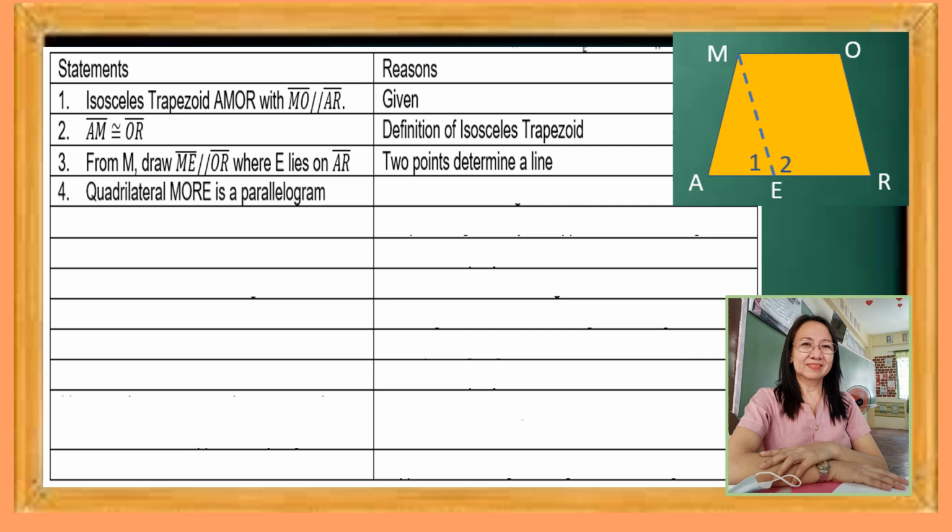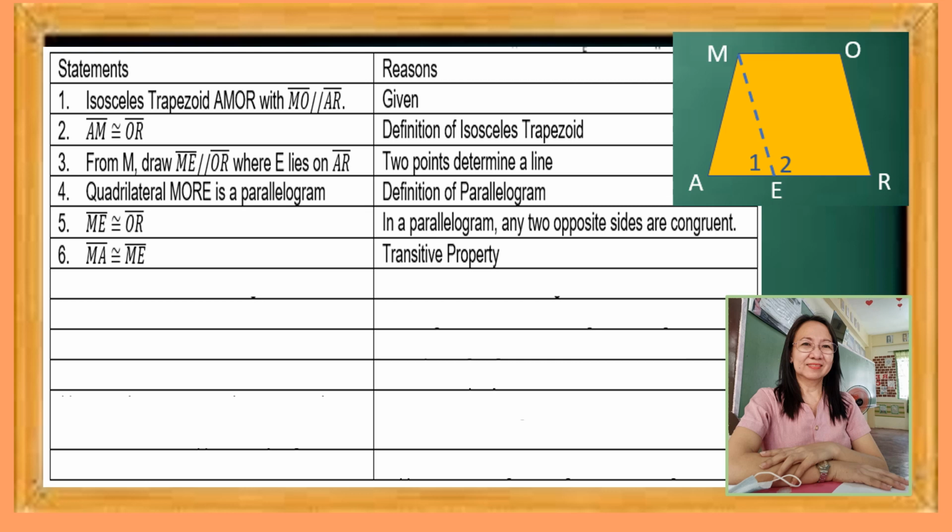Then, the quadrilateral MORE is a parallelogram because the opposite sides are parallel, which is the definition of parallelogram. Then segment ME is congruent to segment OR because any two opposite sides of a parallelogram are congruent. We have segment MA congruent to segment ME. This is by transitive property. We can use our statements numbers 2 and 5. Then triangle AME is an isosceles triangle using the definition of isosceles triangles that two sides of the triangle are congruent.